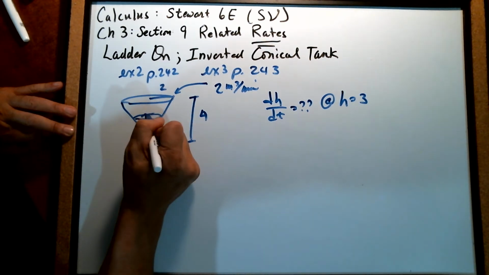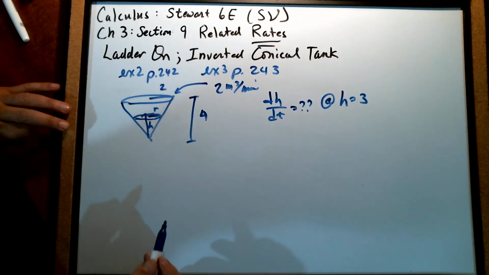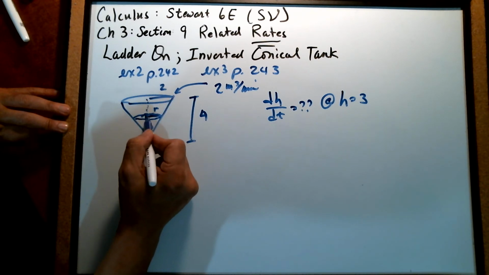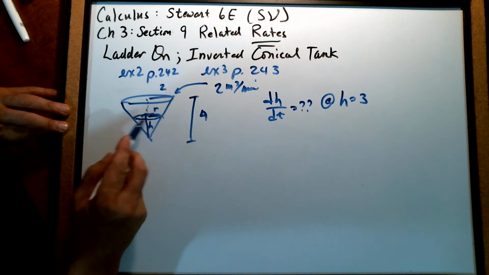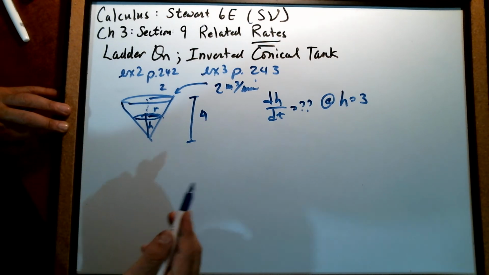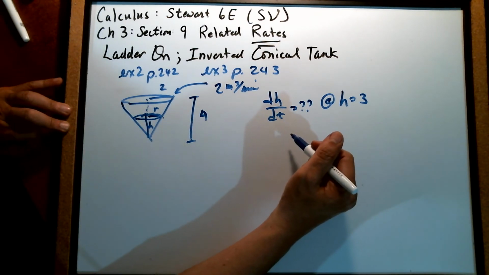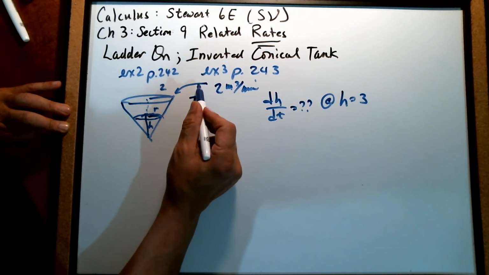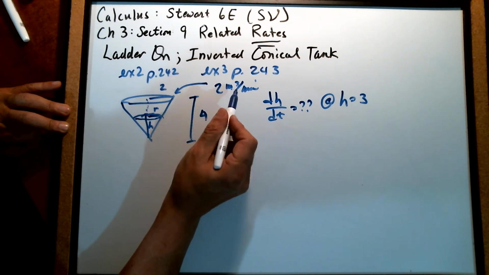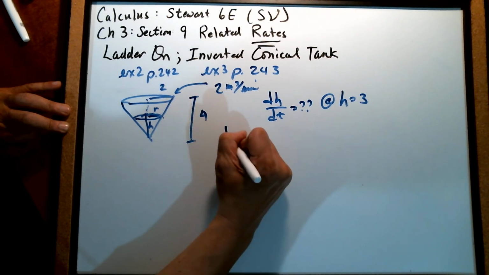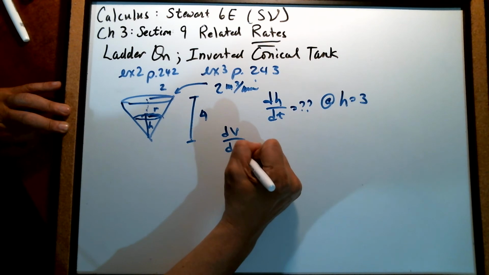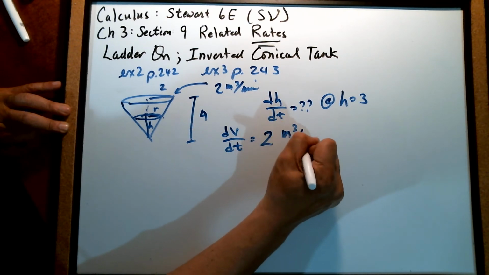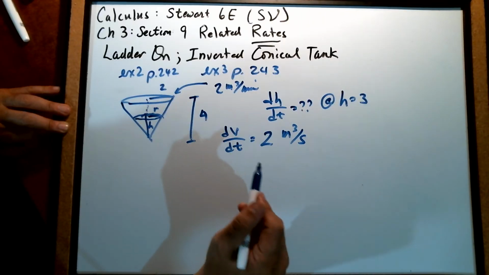Okay. And this is my radius right here as well. So what I want to do is create a triangle with another triangle. I'm taking a cross section of this picture. Oh, they do also give you some other information, which is 2 cubic meters per second. Water is being pumped in, right? That's the volume being pumped in, dV/dt, equal to 2 cubic meters per second. So you have all the information.